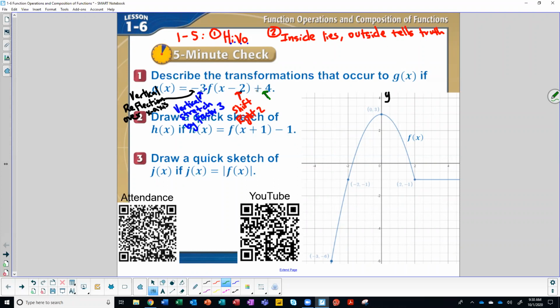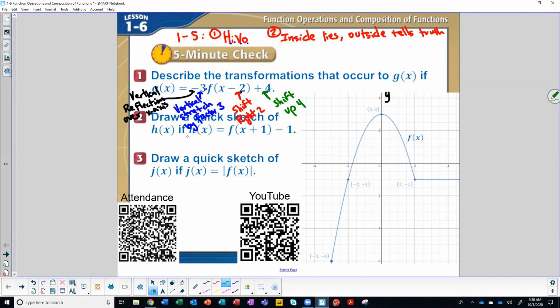So what do I mean by that? I mean +4 goes the way you normally think it. It would shift it up 4. So if we put all these together, all the y values would be reflected, all the y values would get multiplied by 3, all the points would be shifted right 2 units, and all the y's would then be shifted up 4 units. So that's what would happen to this graph.